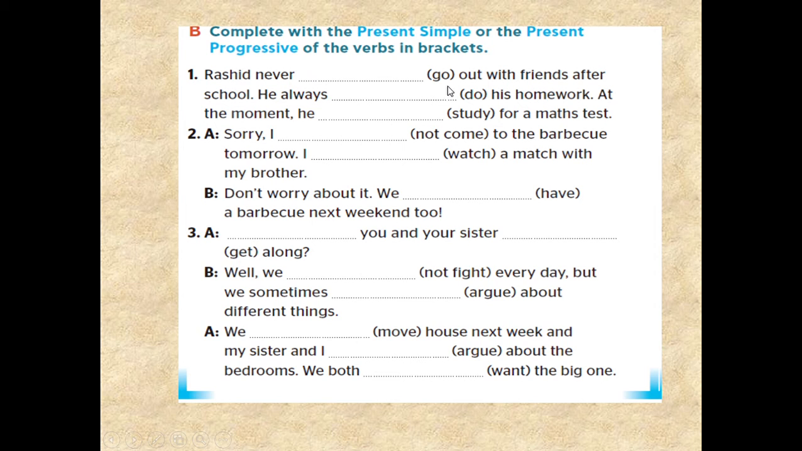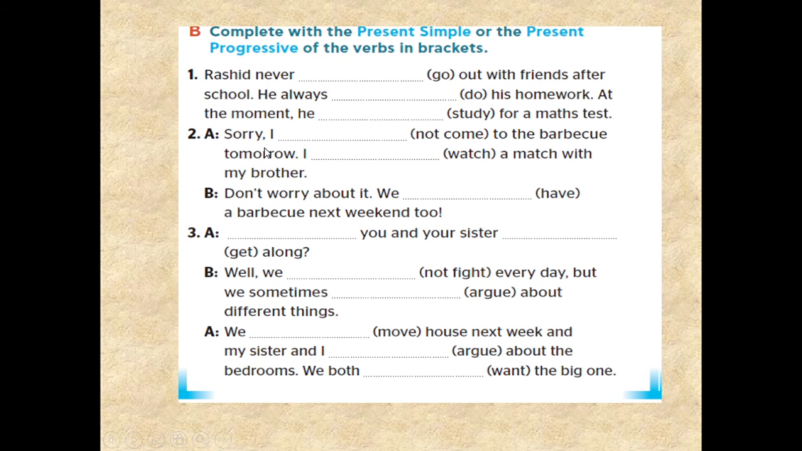Rashid never. It's present simple or present continuous. Never. Excellent. Present simple. Rashid is only one singular subject. Rashid never goes. But with the verb go, which ends with O, you will add es. Great. He always, the same, dear. Yes, excellent. He always does his homework. At the moment is a key of the present progressive. Yes, excellent. At the moment, he is studying for a math test.